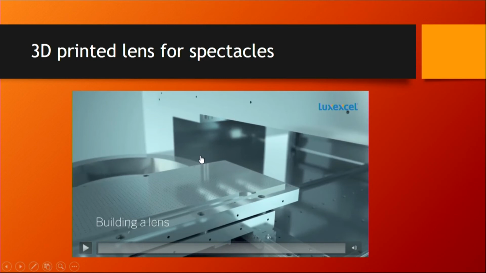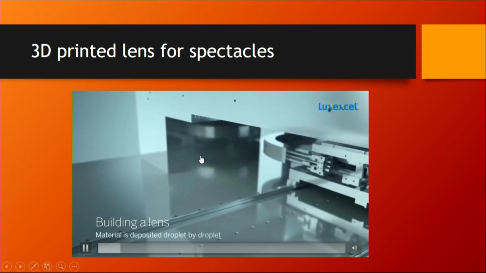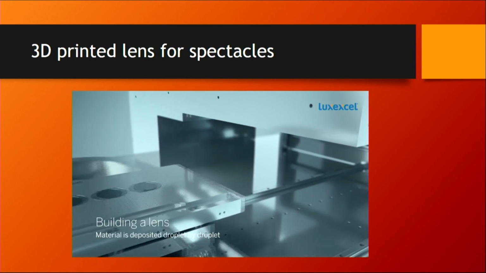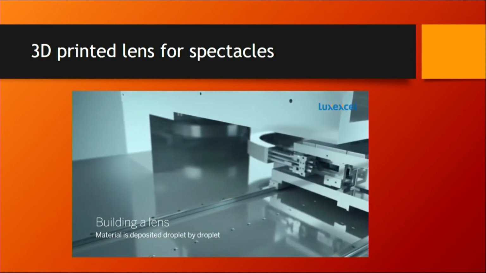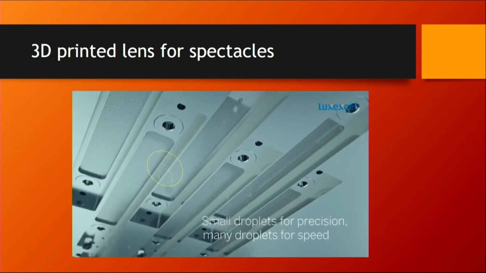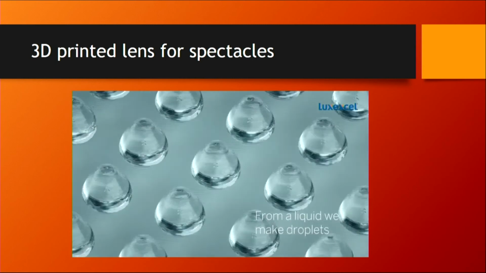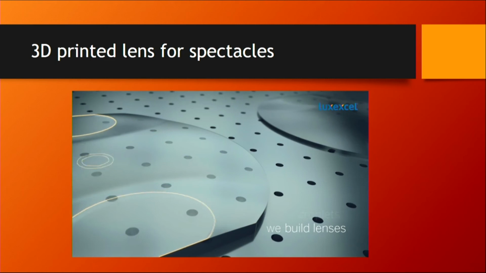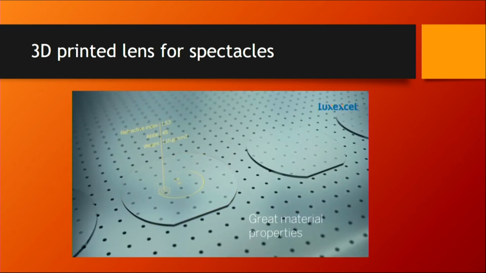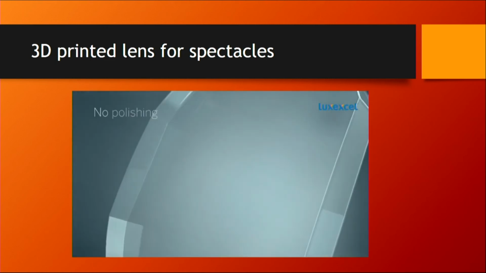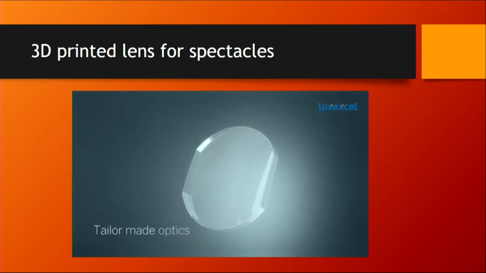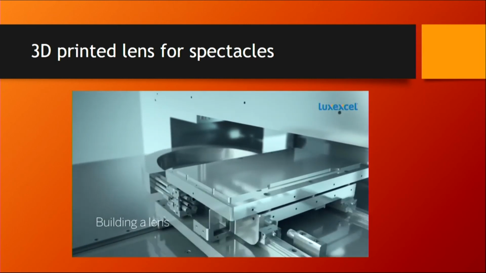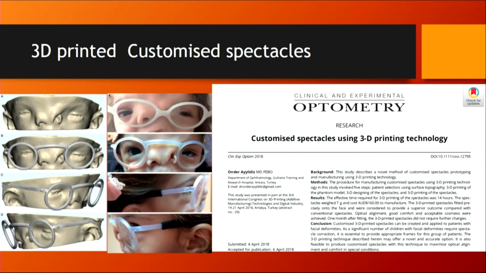Lexus, apart from 3D printing customized spectacles, has also started to 3D print their glasses. They are able to make this via a droplet technique. Here you can vary the refractive index of each point of the lens, making customized lenses, and it doesn't need any polishing or post-processing. It has also been used to 3D print customized spectacles in patients with facial deformation.